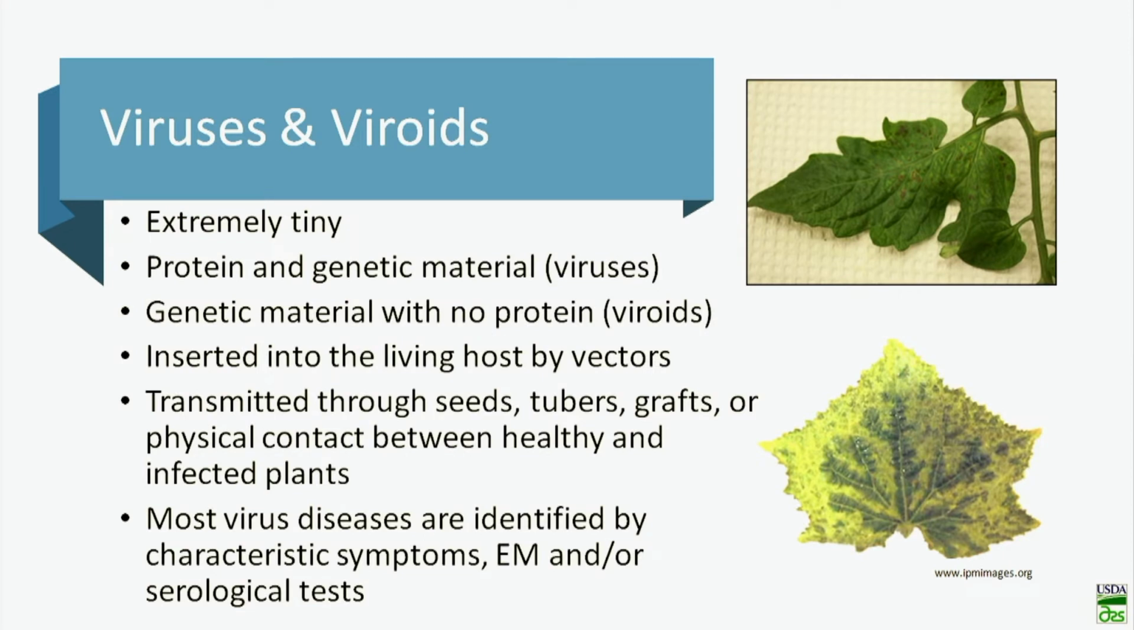Okay, viruses and viroids are a whole other class of pathogens, extremely tiny. They're protein and genetic material. They insert into the living host by some kind of vector, usually some kind of insect. They can be transmitted through seeds and tubers, grafting, even physical contact, so it's important for management purposes to know this.